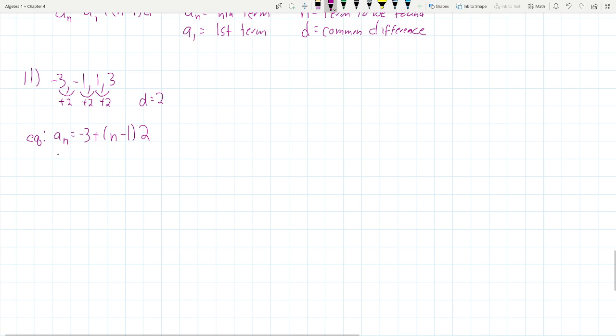Going from there, I'm going to plug in 10. So I go a sub 10 equals, and this is so that whenever I get the answer, I know that's for the 10th term. I go negative 3 plus, and instead of n, I'm going to put 10 minus 1 times 2. So a sub 10 equals negative 3 plus 9 times 2. So a sub 10 equals negative 3 plus 18. So a sub 10 equals 15.